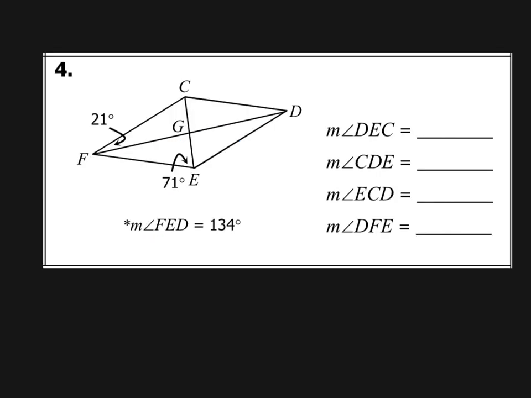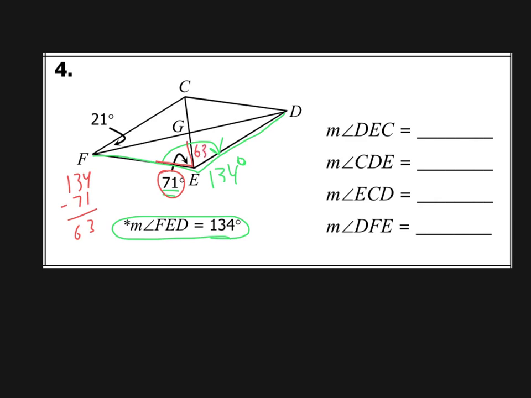Okay, so in keeping with the tradition of trying to fill out the picture first, I noticed that down here they tell me the measure of angle FED is 134. So FED is this big guy right here. This whole angle is 134 degrees. Now, if this smaller portion on the left here, which would be angle FEC, is 71 degrees, then 134 minus 71 would give me the other side of that angle. So that's going to be 63 degrees. So right here is 63 degrees.